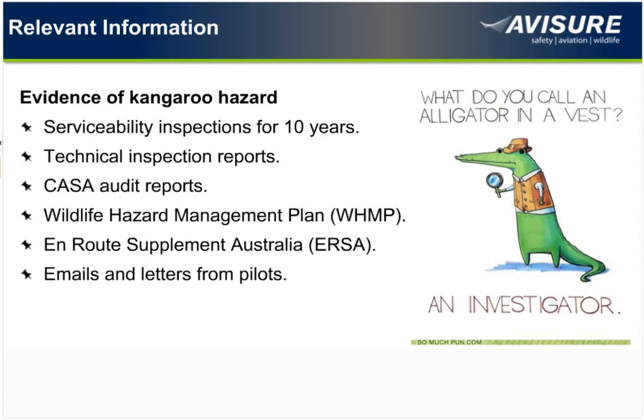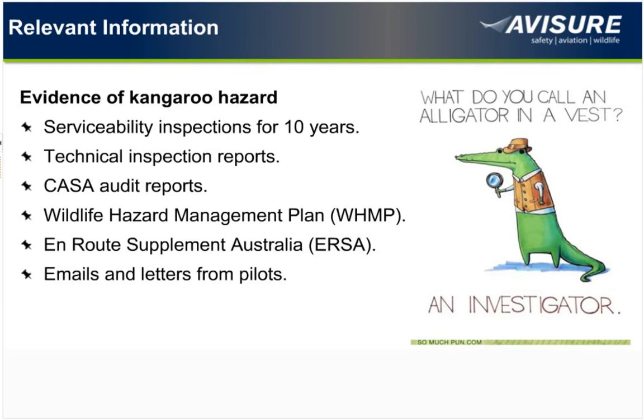So when we step back a little bit from the incident, as things went on and as lawyers got involved and as expert witnesses got involved, you can see that serviceability inspections for the past 10 years had identified kangaroos as a hazard. Technical inspection reports from various consultants indicated that kangaroos were a hazard and that a fence needed to be installed. Asset audit reports indicated that kangaroos were an issue and that a fence needed to be installed. The Wildlife Hazard Management Plan that was developed by the aerodrome indicated that kangaroos were a hazard. The En-route Supplement Australia indicated right there, kangaroo hazard exists.